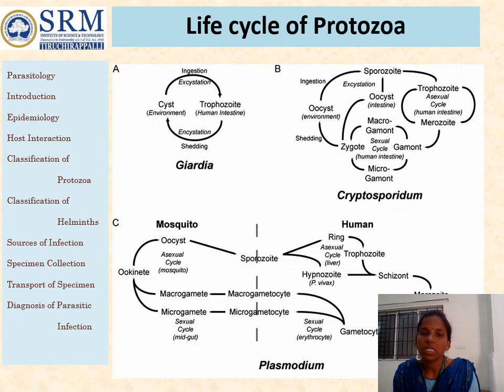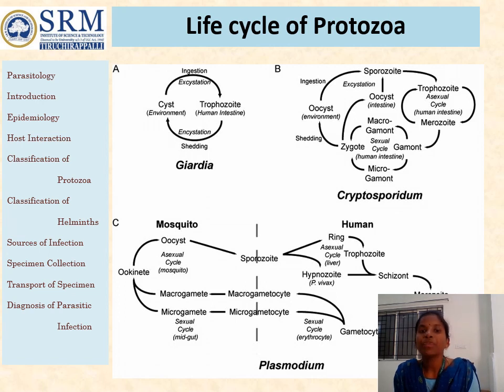The cyst form of Giardia is present in the environment, and after entering the human intestines it converts into trophozoites, which alone cause the intestinal infection. Second is Cryptosporidium, which has oocyst, sporozoite, and trophozoite forms. Oocysts are present in the environment, enter through contaminated food, soil, or water, and the sporozoites become trophozoites. After asexual cycles in the human intestines, they cause major intestinal infections.